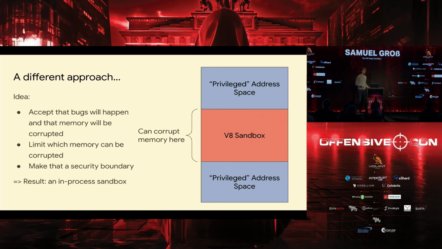Right, let's try something different, okay? Let's accept that memory corruption will happen, because bugs are going to happen. V8 has upwards of 1 million lines of highly complex C++ code, and yeah, bugs are going to happen. But instead, we want to limit the memory that can be corrupted. We want to limit it to a certain part of the address space, and that's the V8 sandbox, or the V8 sandbox address space. That's a new security boundary, resulting in an in-process sandbox.